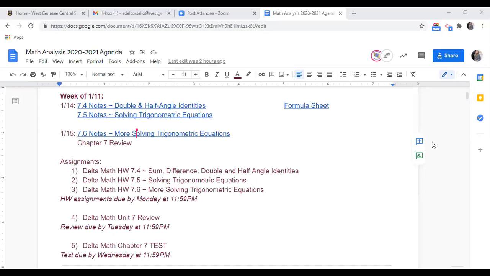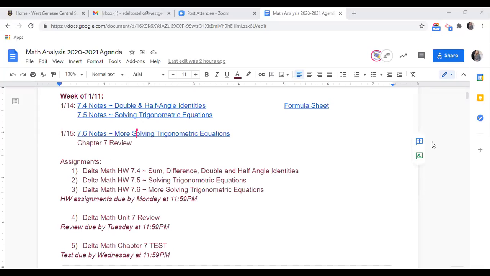Right, so our agenda for this week: today we're going to do your double and half angle identities that are on your formula sheet, and then we're going to get into solving some trig equations. That carries over to tomorrow as well, and then we'll see if we can tackle some of that review before you leave tomorrow, if time permits.